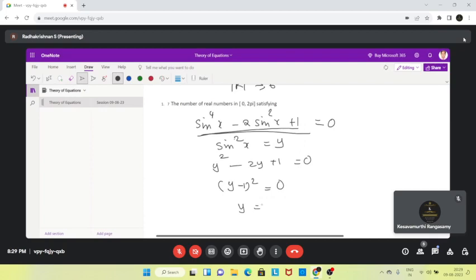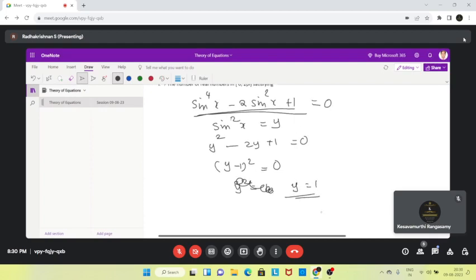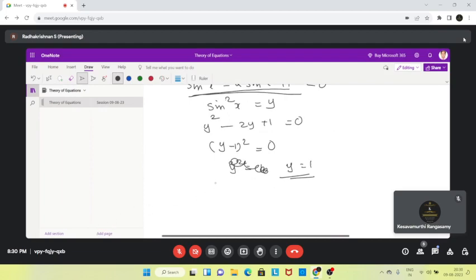That means y square equal to 1. Sorry, y minus 1 whole square equal to 0, so y equal to 1 is the only solution. But now we know that y equal to sine square x, equal to 1. That means sine x equal to plus or minus 1.